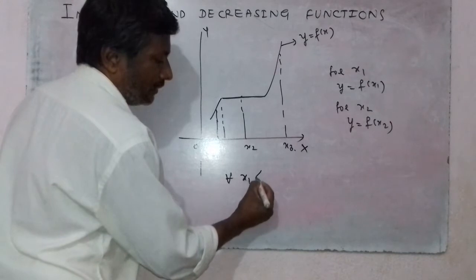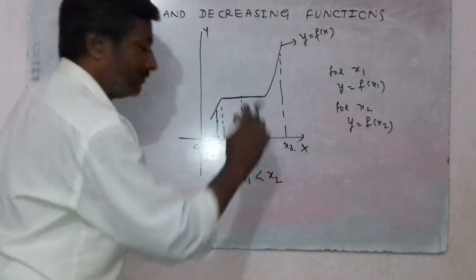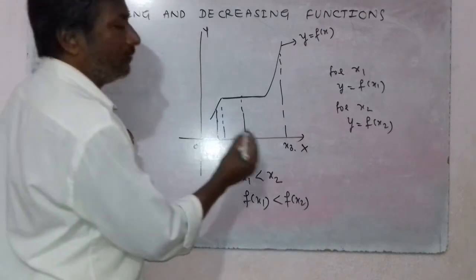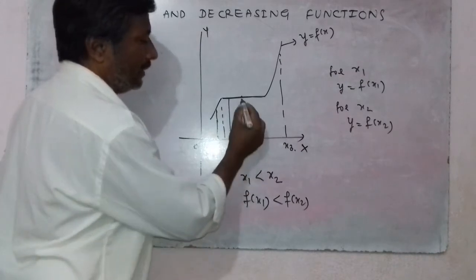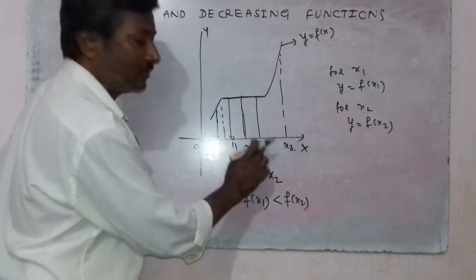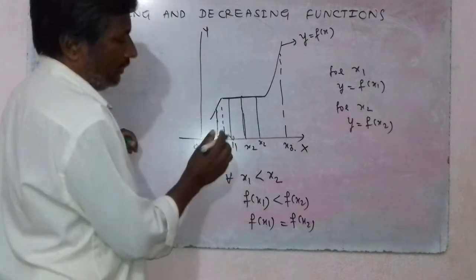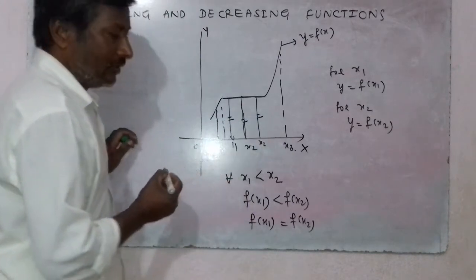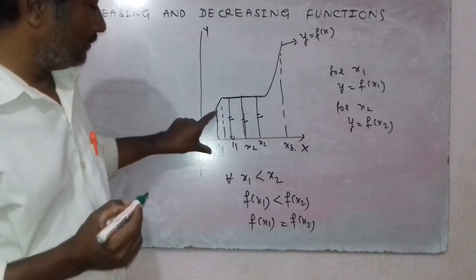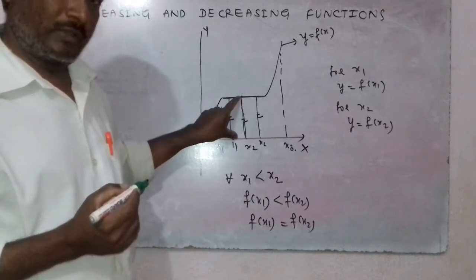For all x1 less than x2, f of x1 is less than f of x2, and f of x1 is less than f of x3. And if you take points here, x1 and x2, the heights are equal, so f of x1 equal to f of x2. These heights are equal.